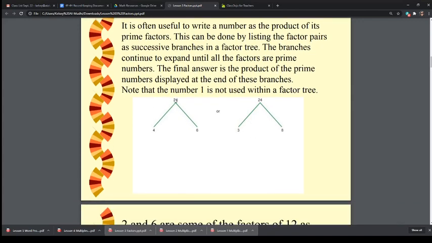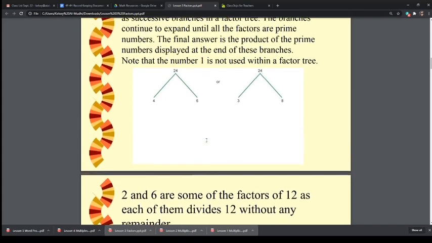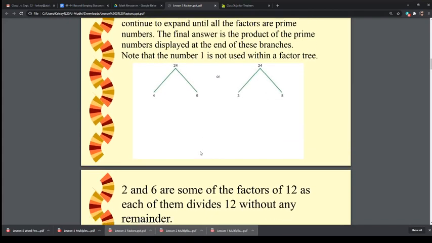So if you're trying to find the factors of 24, you would make two branches, and 4 and 6 are both factors of 24, as well as 3 and 8.